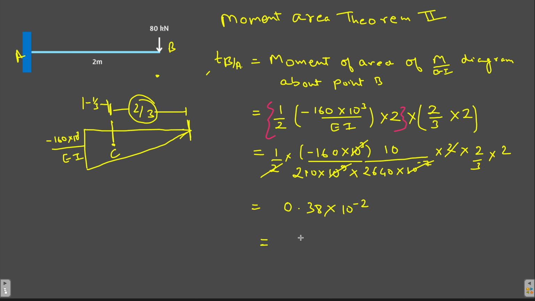So the answer comes out to be, in standard notation, 3.8 into 10 to the power minus 3 millimeters, and there was a negative sign. I just forgot the negative sign. This negative sign indicates that your beam is deflecting downwards. You either write the negative sign or you don't. If you don't write the sign, just mention that the deflection of the beam is downwards. If you write it in words, it is better.